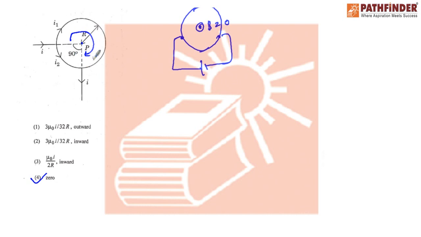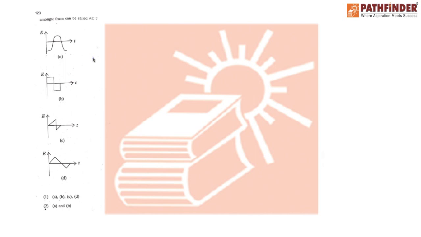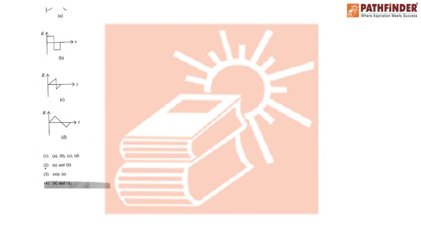For the next one, which current can be called AC? For C and D, amplitudes on positive and negative halves are different. Clear? As the amplitudes on positive and negative halves are different, we cannot call them AC. So our correct option is option number 2. A and B are the correct options. They are the perfect alternating currents.